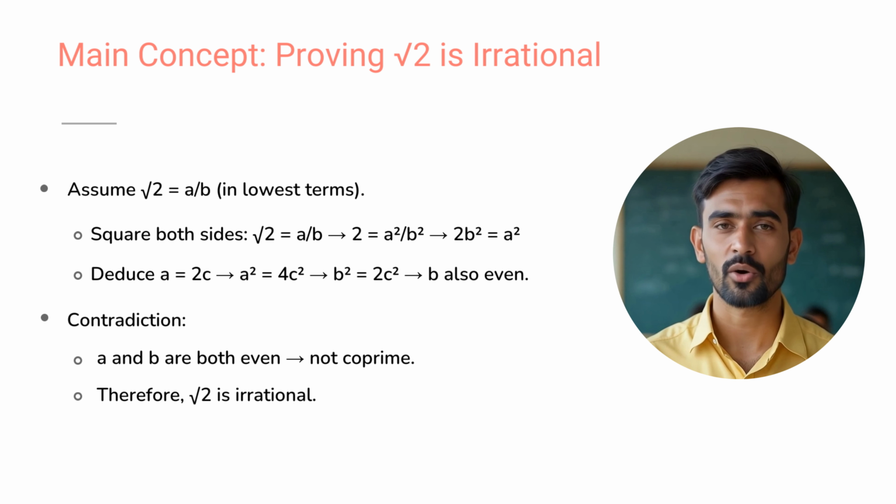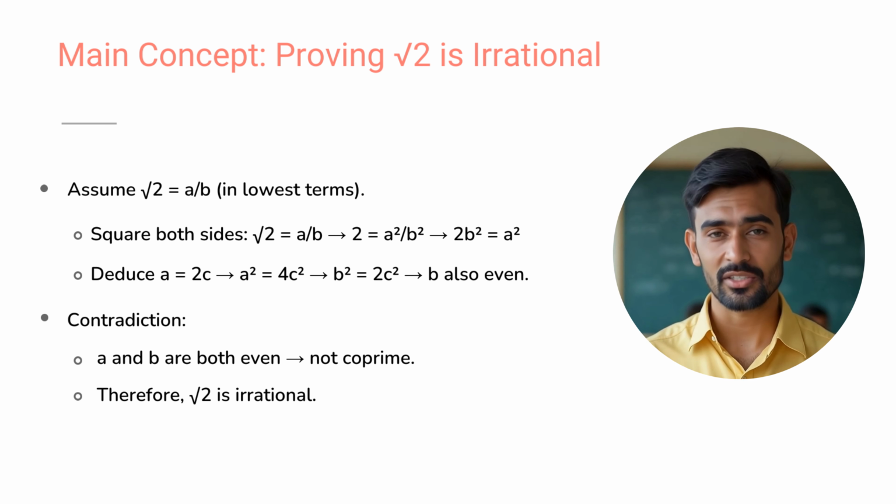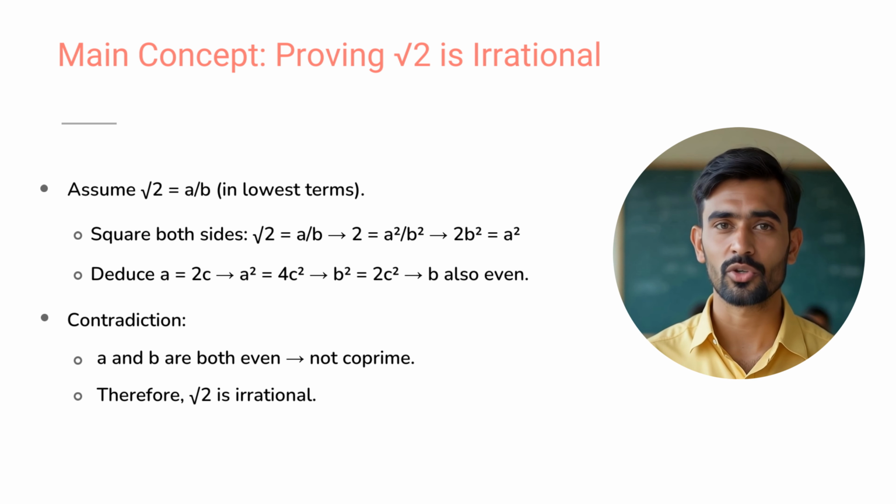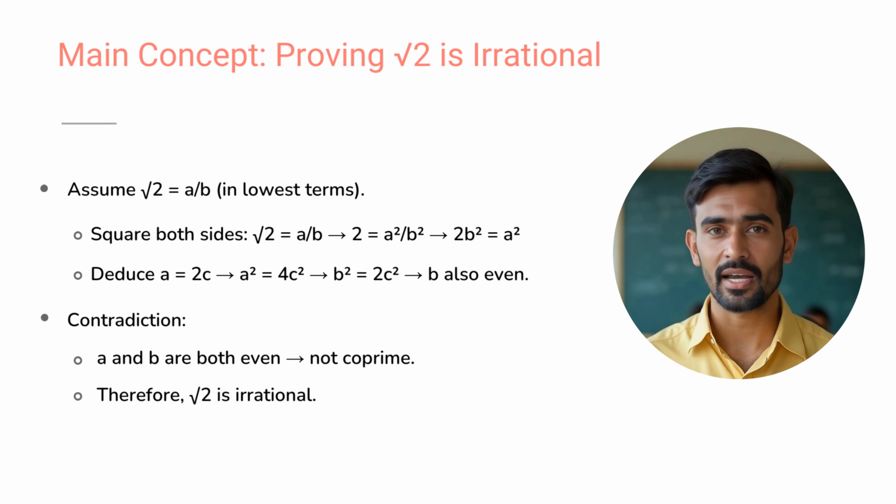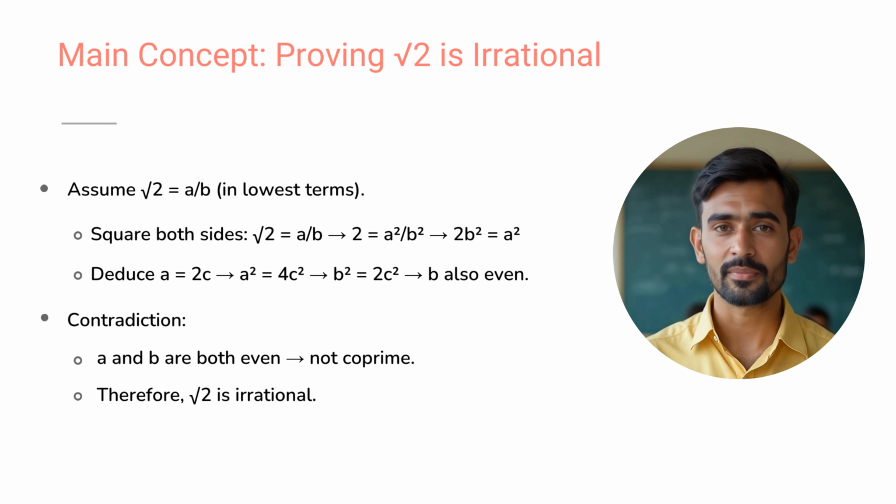Step 2. Now square both sides. Square root of 2 equals a over b, so 2 is a squared divided by b squared. Multiply both sides by b squared, we get 2b squared equals a squared. This means a squared is divisible by 2, so a must be divisible by 2. So let's say a equals 2c.